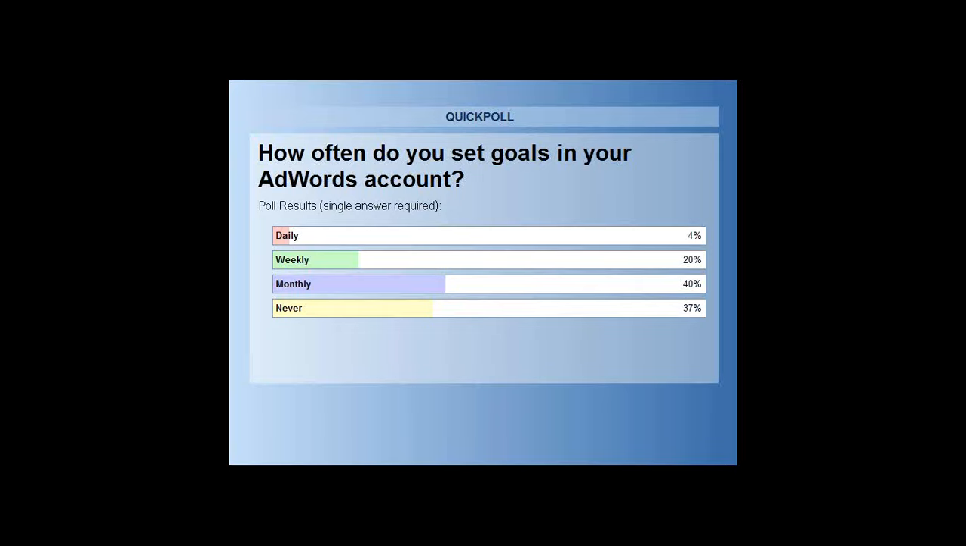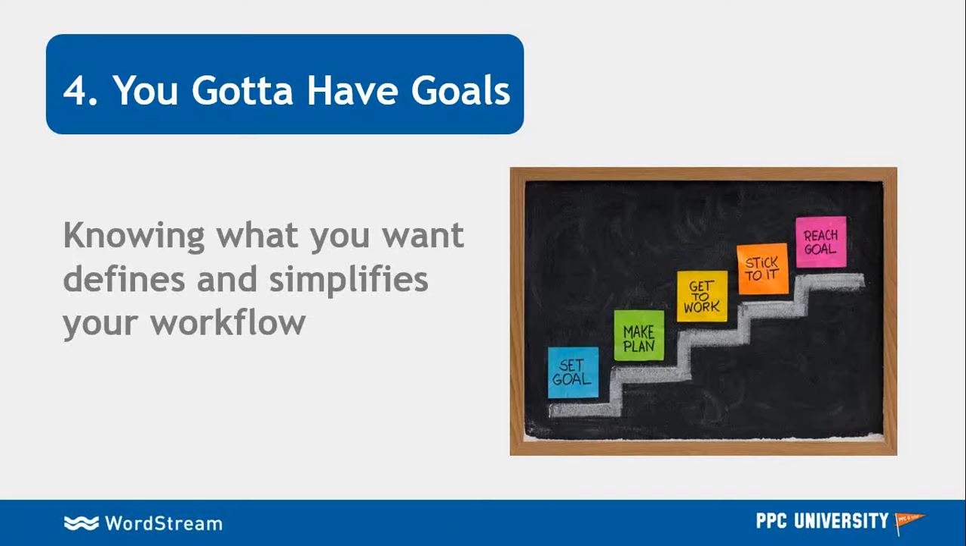So the results are in, and it looks like 40% of our attendance today is setting goals monthly, followed by a large majority of 37% who are never setting goals. So as you guys now know, they're very important, followed by 20% weekly and 4% daily. Awesome. Let's keep moving along, but maybe some of those folks can stick around after and ask some questions, do a little bit of Q&A, and see if we can help you guys out.